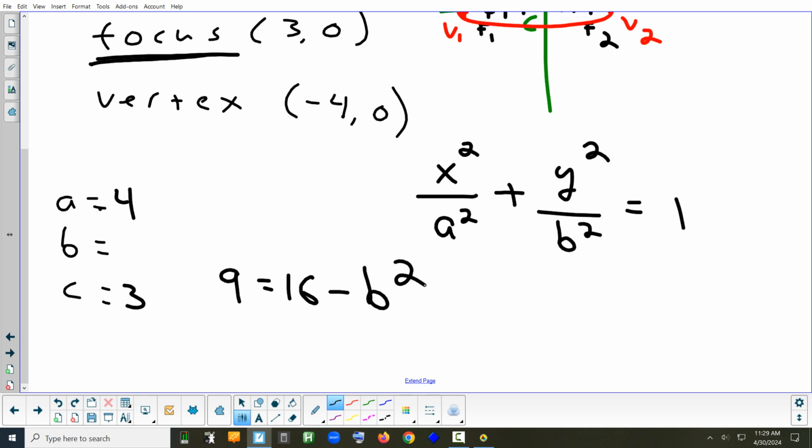And you'll never get a negative value for b. Never. a or b or c. They're all distances. So 9 minus 16 is going to give me negative 7. Cancel the negative from each side. And really, you don't need b. You need b squared. That's what you really need for the formula. We can write down b. What is b in this case? Square root of 7. But when we fill it into the formula, we're just going to square it.